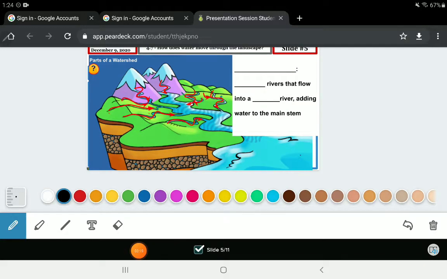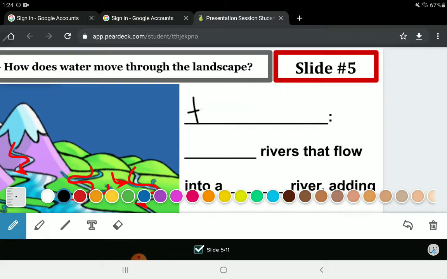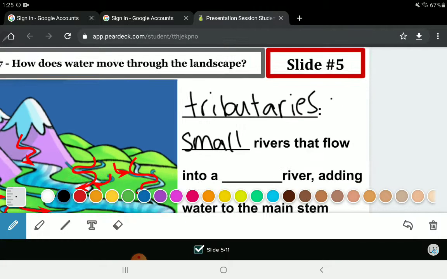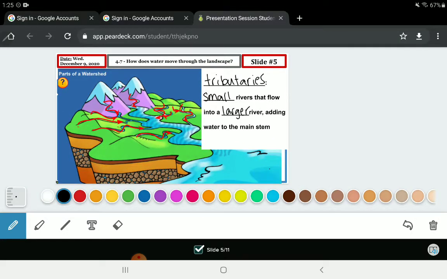This word for this slide you guys may have heard of before. These smaller rivers you can see with all the little red arrows, all those small rivers, those are called tributaries. Tributaries are small rivers or small streams that flow into a larger river or stream. All of those itty bitty little creeks and streams and little rivers, all of them eventually flow into the larger river, which adds water to the main stem.